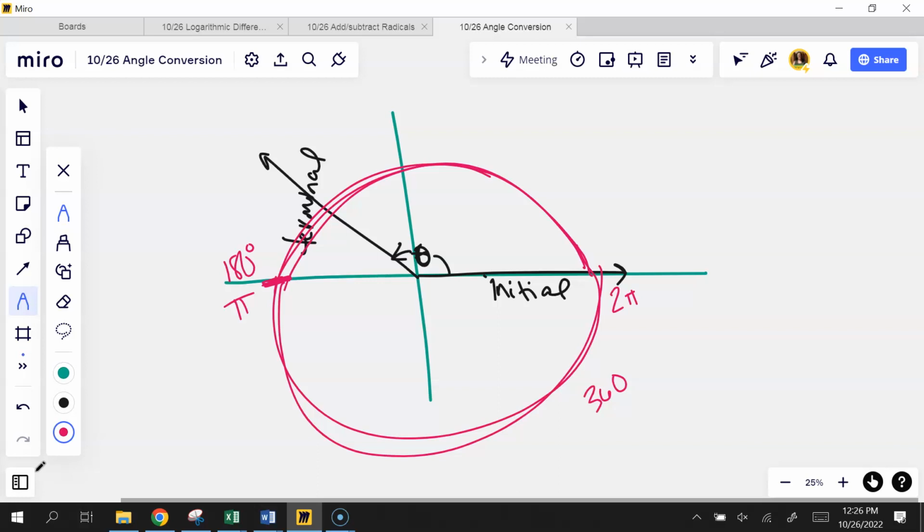A radian is a way to measure angles. It's another way, just like degrees, but this is what we use more. Past here, it'll be the only thing you mostly use.